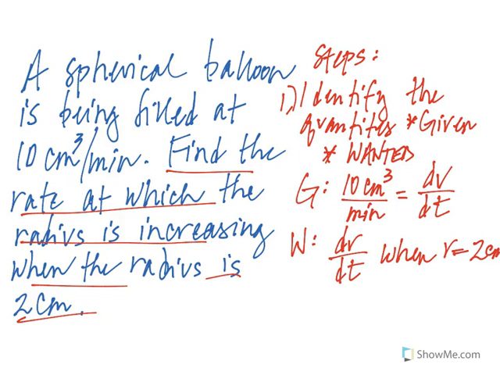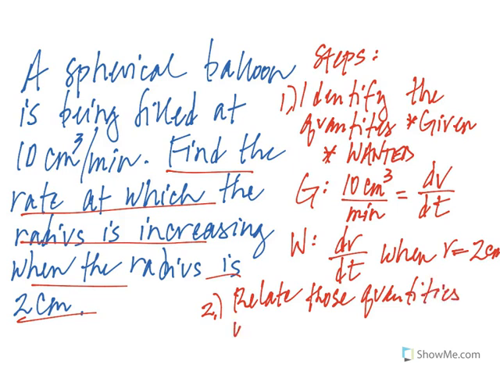And step two then is to relate those quantities with an equation. Now, it's not the time that you're trying to relate. What you're trying to relate is volume to radius. So it's volume to radius.